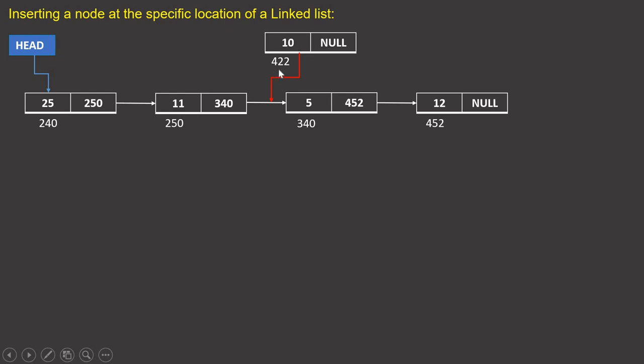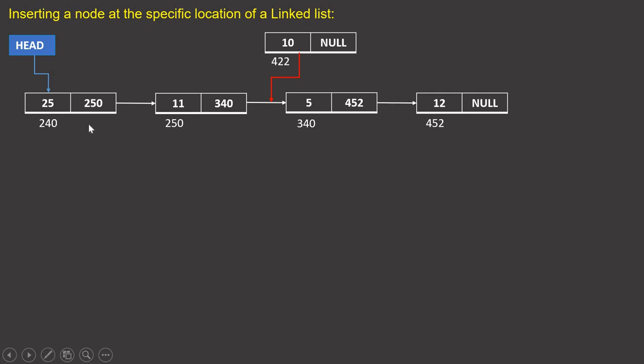So let's say the compiler simply saves it somewhere in memory where it finds the location empty, and let the location be 422. It simply sets the first 4 bytes as the value 10 and the next 4 bytes as a null value, right? So after that it is going to link this node with this linked list.